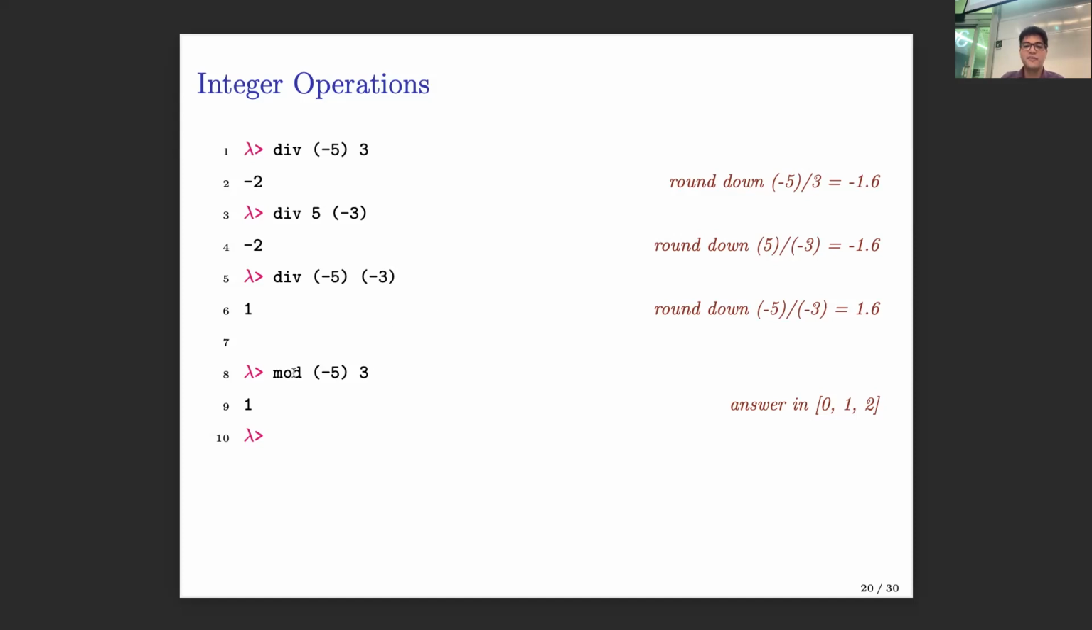But if you're working mod 3, that means you have 3 numbers in your system, on your circle. And if you want to do minus 5, you do it like this. You start at 0 and you walk backwards. Minus 1, minus 2, minus 3, minus 4, minus 5. That's how you get 1.